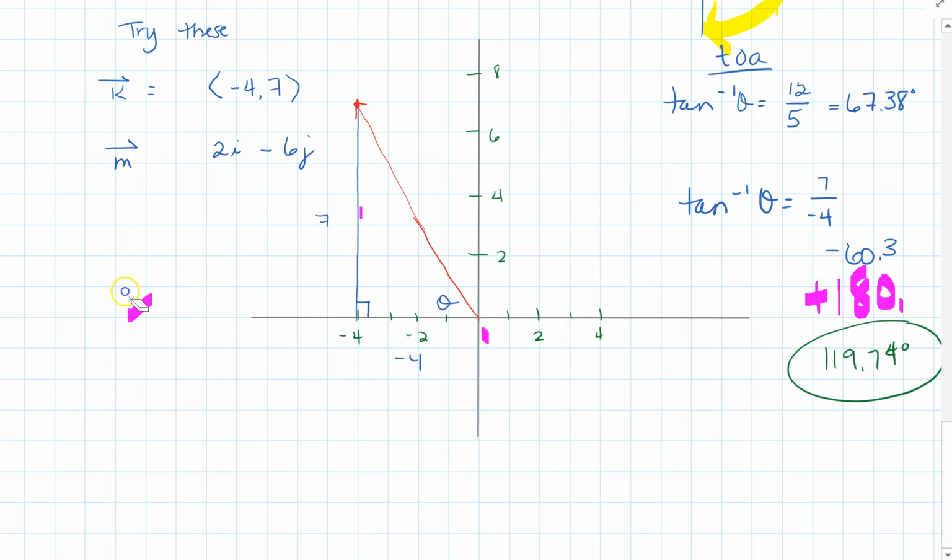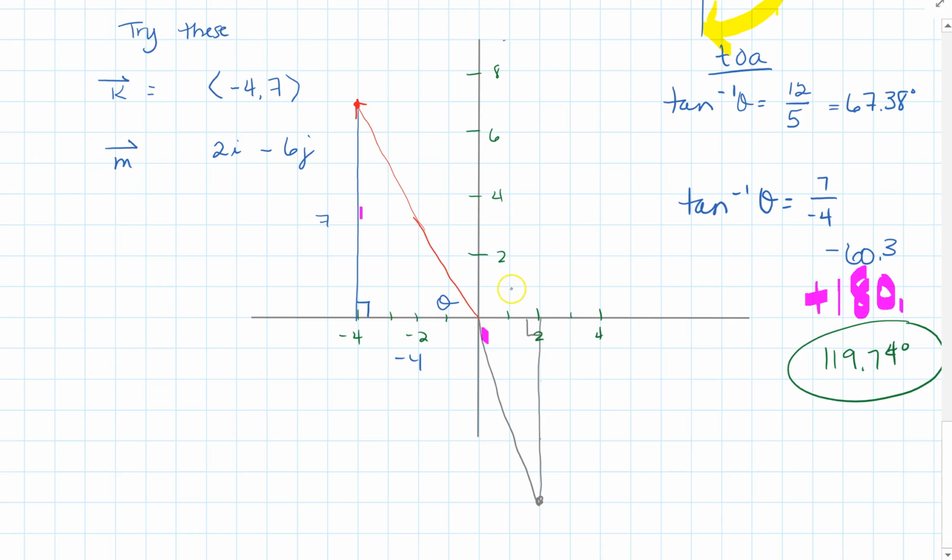So let me try that again with vector m. On vector m, it's 2 and negative 6. 2, 4, 6. So it's right down here. So as you can see, you are down here in the 4th quadrant. Now it reads this degree. It reads that down there. It knows where the x is positive. It just doesn't understand where the x is negative.